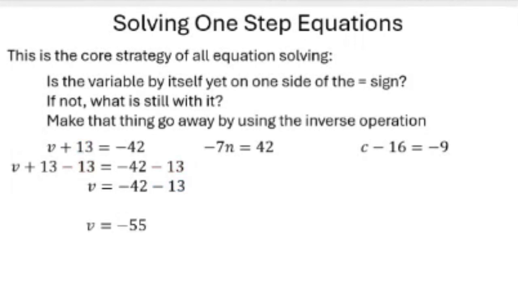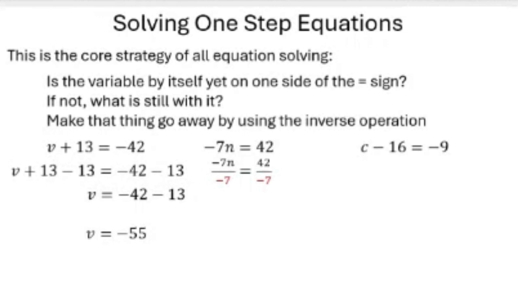Okay, so on to the next one. Is the n by itself? No. What's with it? It's being multiplied by negative 7, right? There's not a 7 being subtracted, so we're not going to add 7 to both sides. That 7 is not connected to the n by subtraction. That negative 7 is connected by multiplication. What's the opposite of multiplying? Dividing. So I divide both sides by negative 7. Right? So don't get fooled with that negative sign thinking that that's a plus.